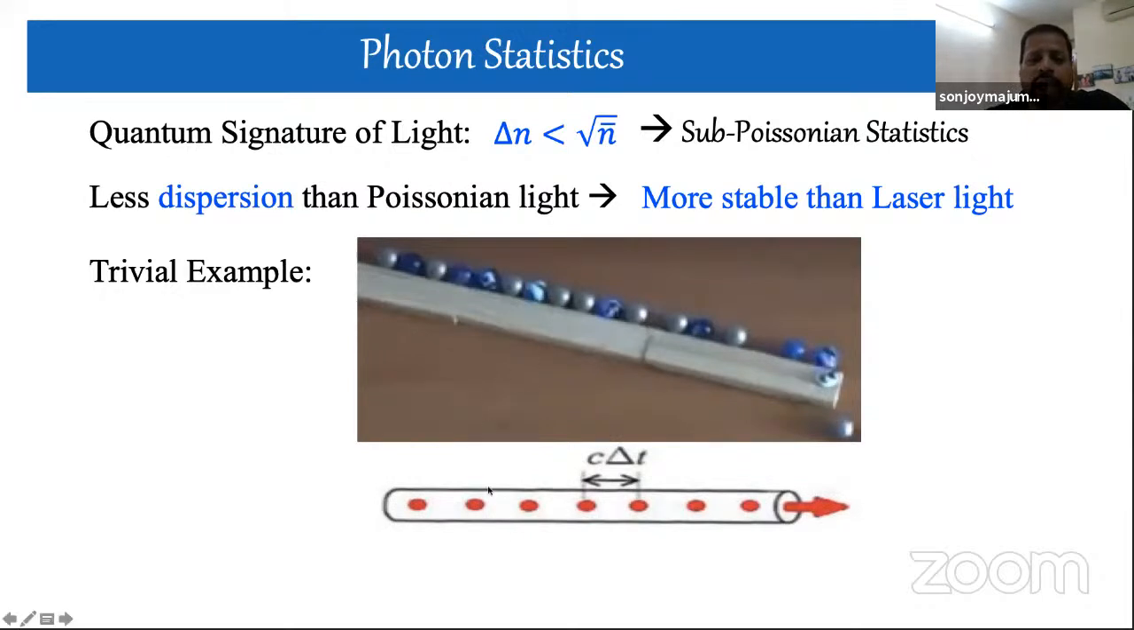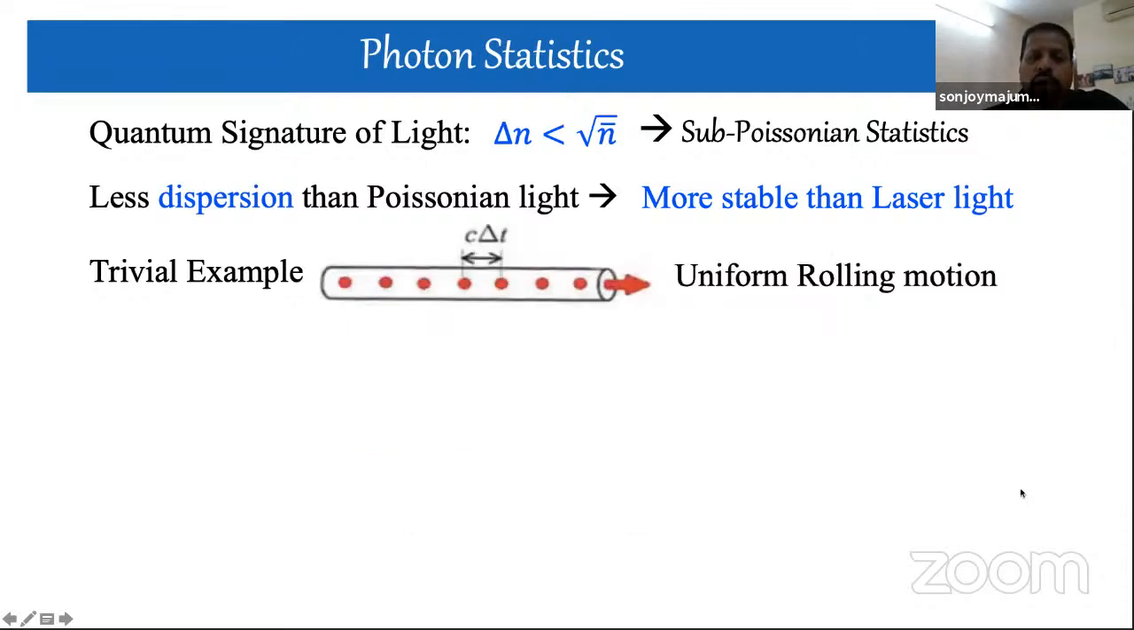So it's like this. Imagine you have a tube through which the photons are coming with an equal time interval. Let delta t be the equal time interval, and we know the photon's speed is c. So the distance between each photon pair will be c delta t, and that distance will be equally maintained for all the photon pairs. These photon streams are coming to the detector. You can imagine it like a uniform rolling motion.